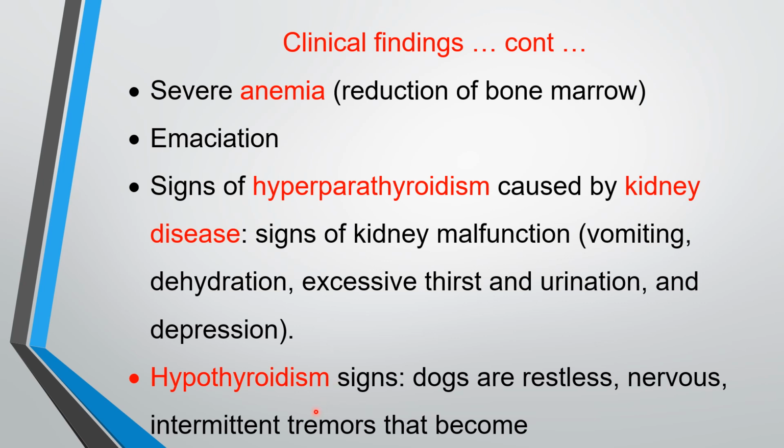You know that this is also caused by hypoparathyroidism. So the signs of hypoparathyroidism are: the dog becomes restless. There are nervous symptoms. Animal becomes nervous, excited, intermittent tremors of the muscles, and sometimes convulsions, seizures are also found.